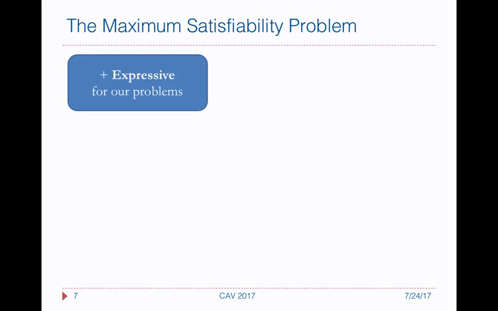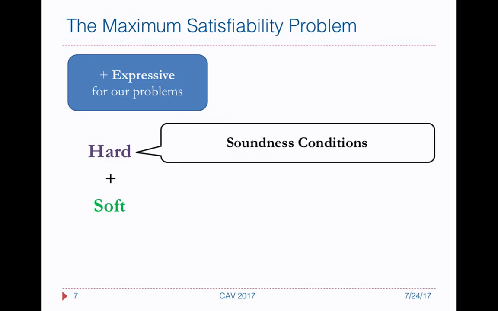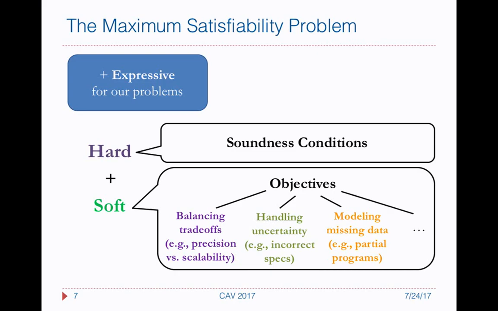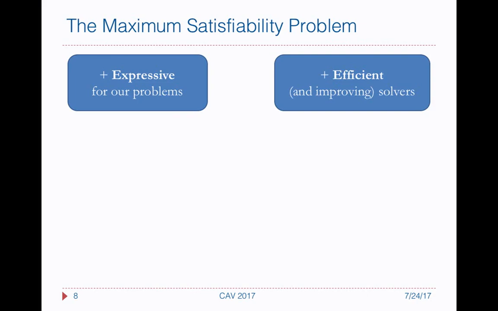So what is good and bad about the MaxSAT problem? First of all, it is expressive for the various applications in software analysis that we were interested in. In particular, it allows us to encode various soundness conditions in software analyses using the hard constraints, and it allows us to encode the different kinds of objectives that we have via soft constraints. The second is MaxSAT solvers have been remarkably efficient and continue to improve.